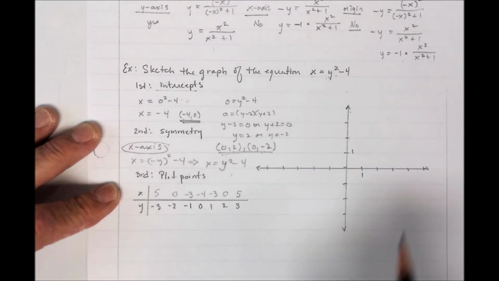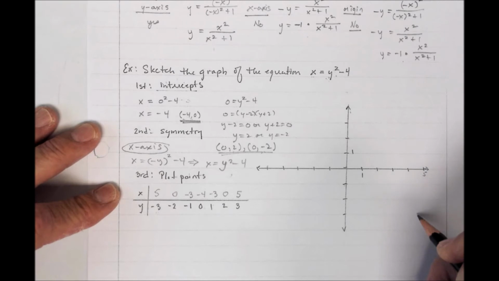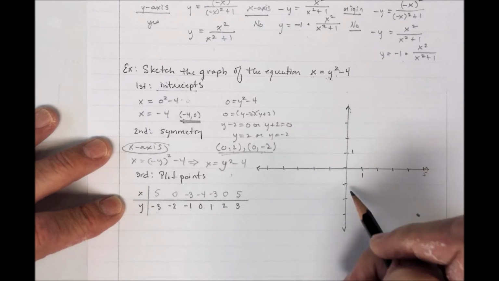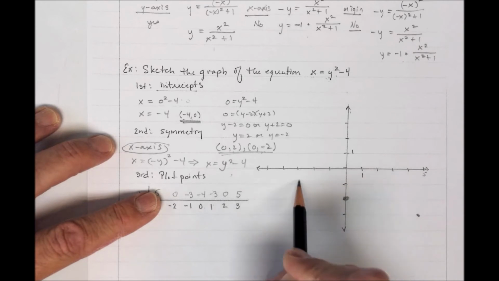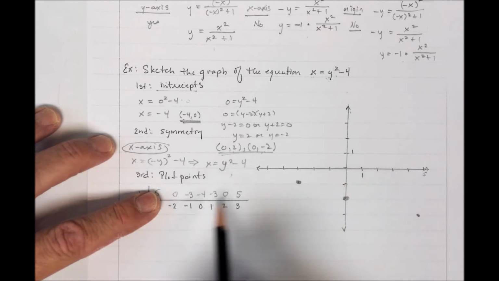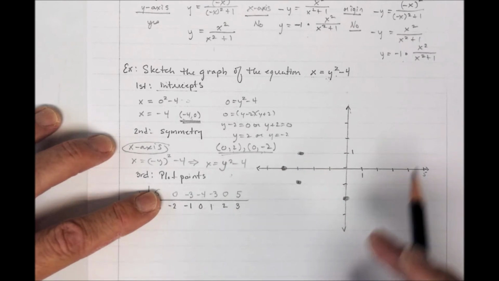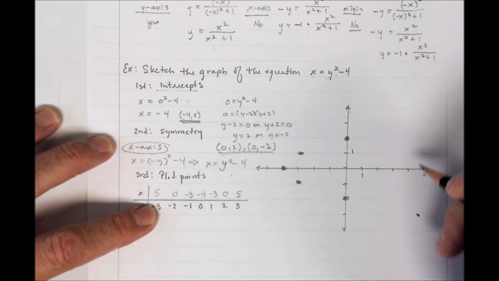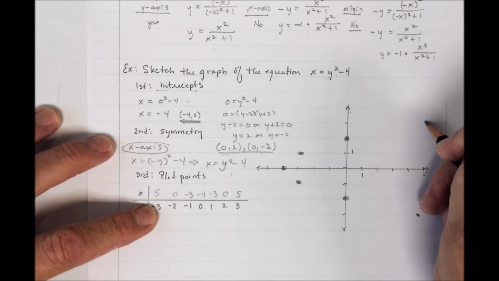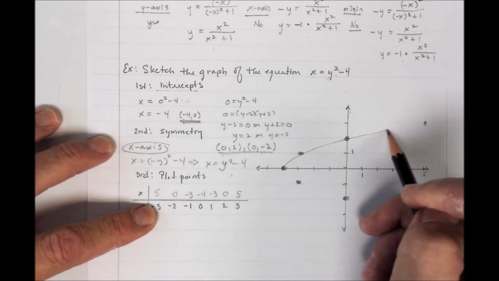So if I plot these points, here's 5, so I have (5, -3), that's down here. I have (0, -2), that's right here. I have (-3, -1), that's right here. I have (-4, 0), that's right here. I have (-3, 1), that's right here. (0, 2). Oh, I definitely have symmetry now with respect to the x-axis here. And then (5, 3). And I have a parabola. I just have a parabola that opens to the right. It's not a quadratic function, but that's okay. It's still a parabola.